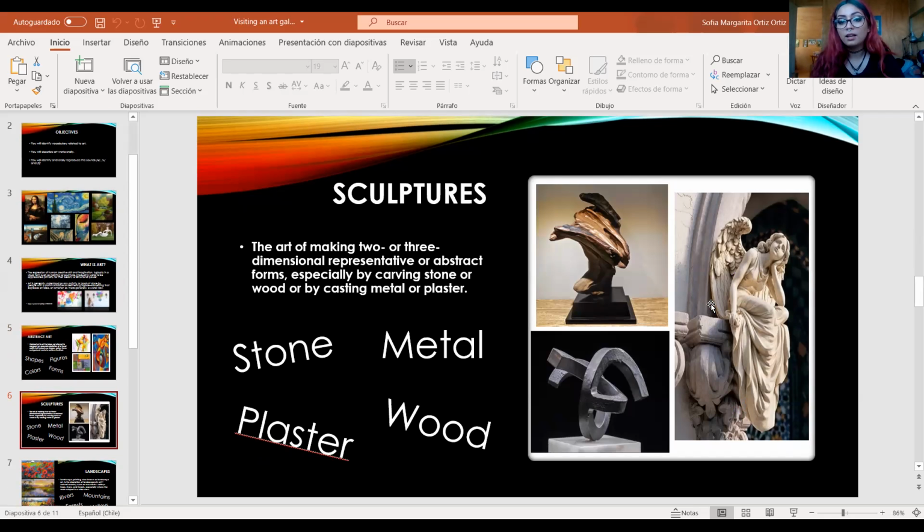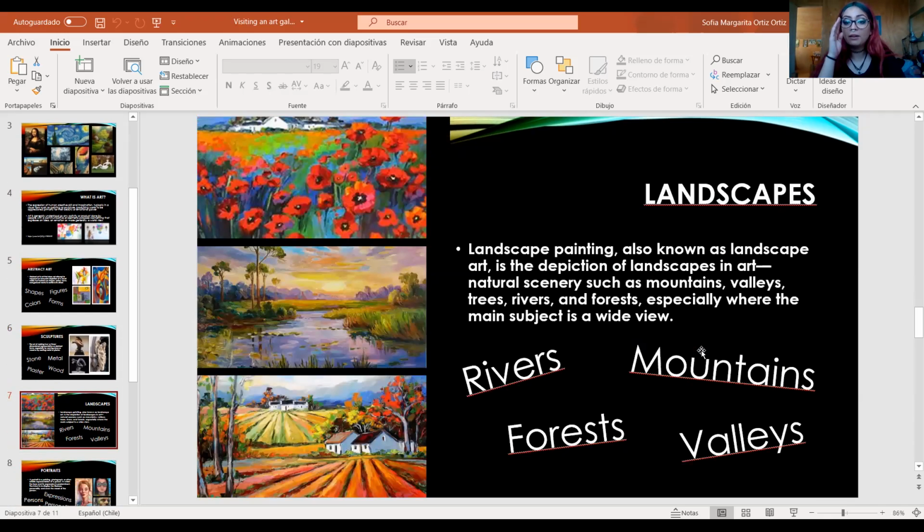They can, they cannot have a well-defined figure like this one. And I think this one, it is made of wood, right? They use different materials to create sculptures. The second one, I would say that it is abstract too, and I think it is made of metal. And the third one, we can see a very well-defined and detailed figure of a woman with wings, maybe an angel, right?